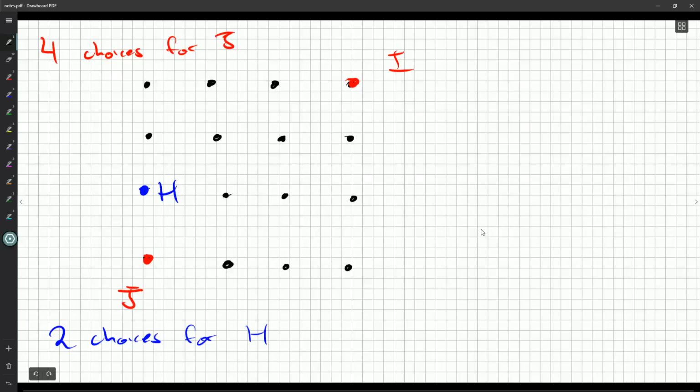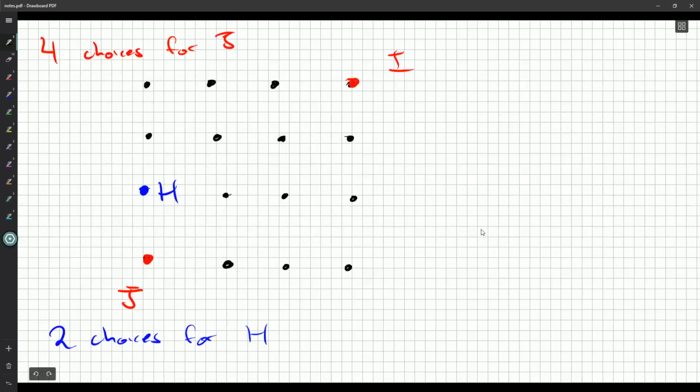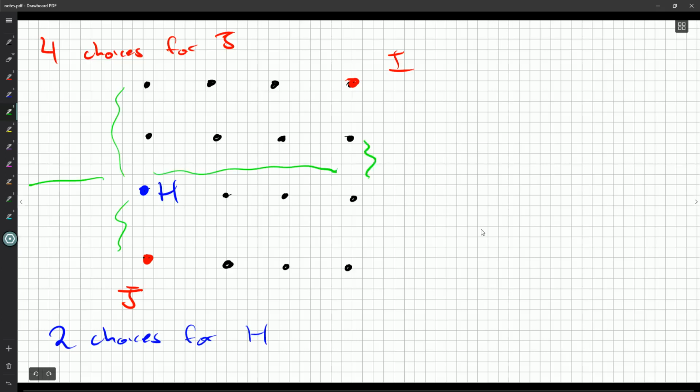Okay, now g is going to be root 10, so it's 3 and 1. So once I've picked my h, where could g go? Well, we've got to go 3 away. You can't go 3 in this direction or this direction or this direction, so it's got to be 3 in this direction, and then we get one of these 2. Right? So that's 2 choices for g.